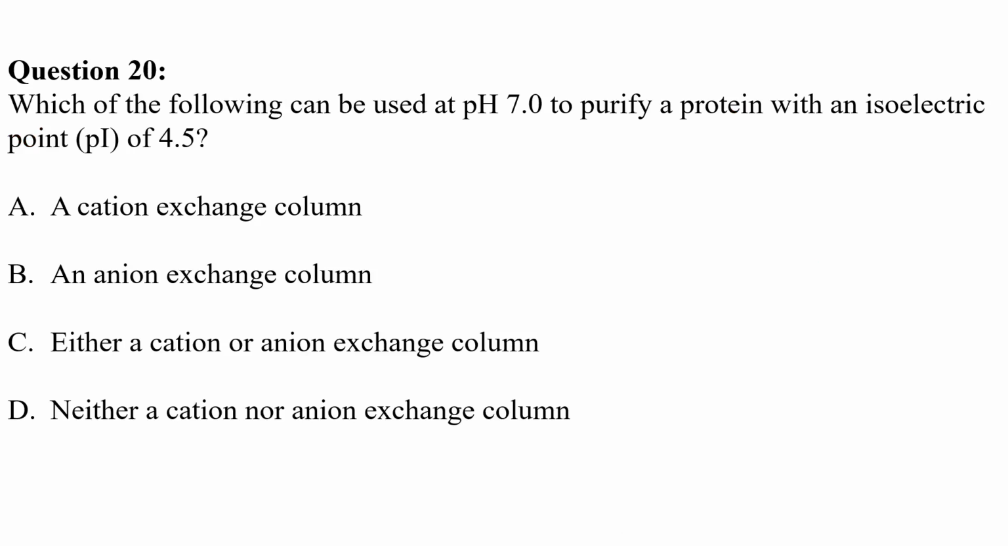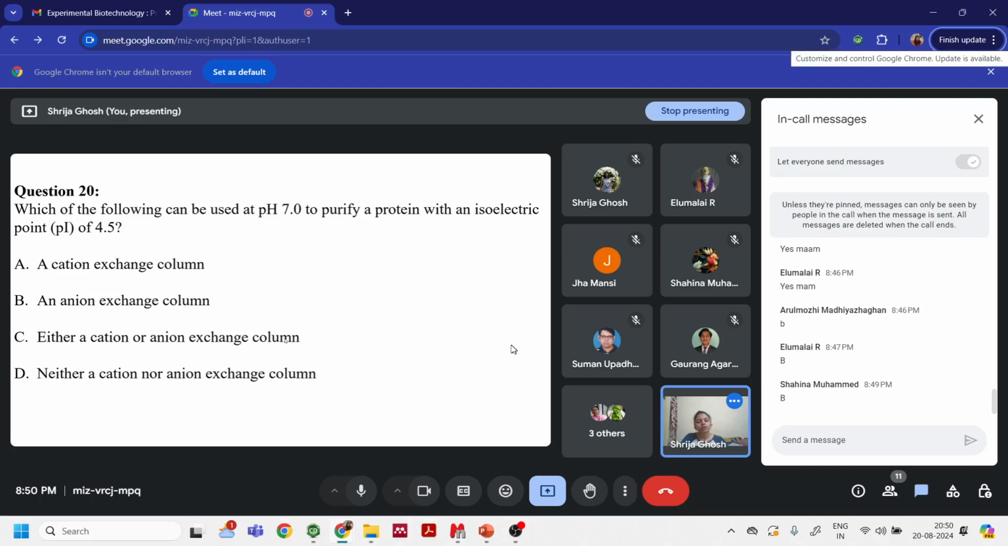Moving on to the next question. Question number 20. Which of the following can be used at pH 7 to purify a protein with an isoelectric point of 4.5? Option A, cation exchange column. Option B, anion exchange column. Option C, either anion or cation exchange column. Option D, neither cation or anion exchange column. So what should we use? We want to purify the protein at pH 7. The pI of the protein is 4.5. Remember the pI wall? Should we use anion exchange or cation exchange?